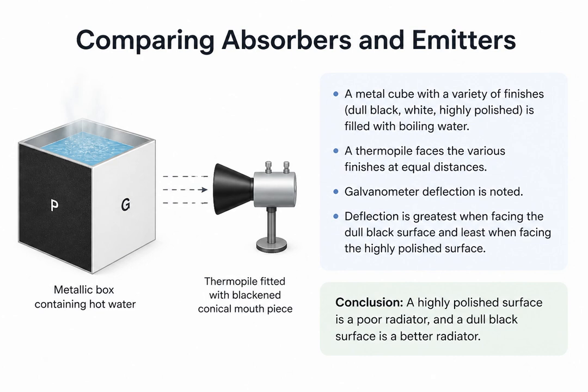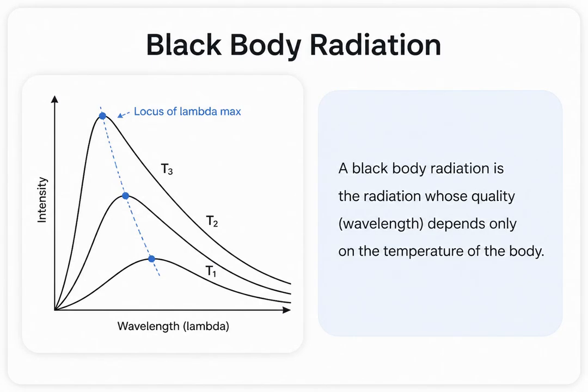This confirms that the dull black surface, which we know is a good absorber, is also the best emitter or radiator of heat. Now we introduce the concept of black body radiation. A black body emits radiation whose wavelength distribution depends entirely on its temperature, not on the material it's made of. If we plot the intensity of the emitted radiation against the wavelength for different temperatures, we get these distinct spectral curves.